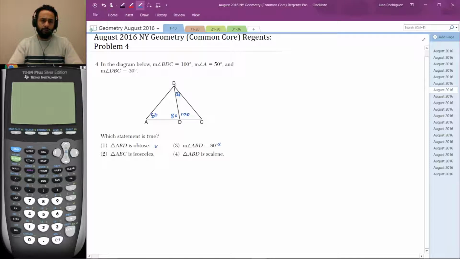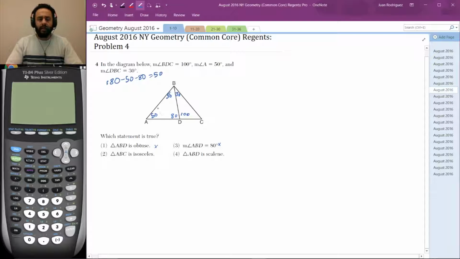So I'm measuring angle B. 180 minus 50 minus 80 is 50. Okay, so that's 50. Cool.